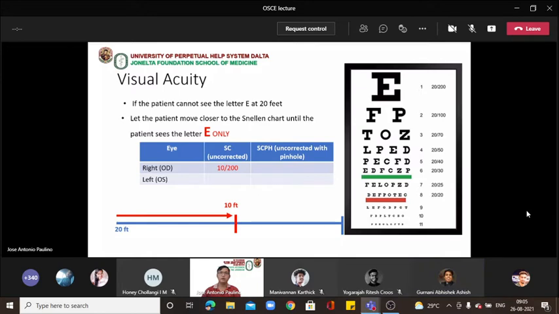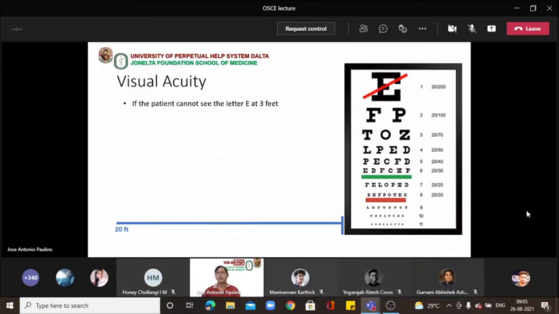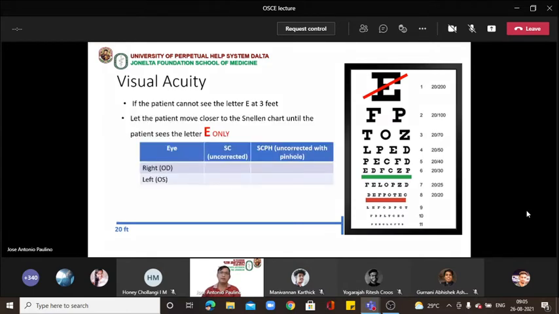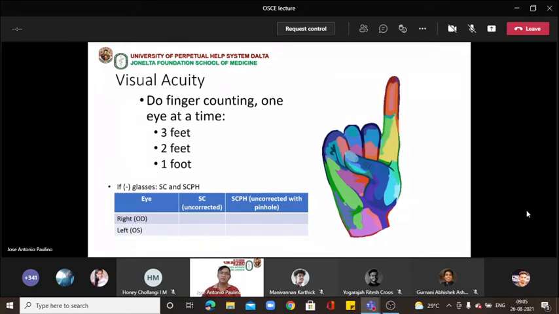Moving forward, the minimum distance between the Snellen chart and the patient is 3 feet. If the patient cannot read the letter E at 3 feet away, we move to finger counting. When we do the finger counting, we still do it one eye at a time. We take the test at 3 feet away. We ask the patient, how many fingers do you see?